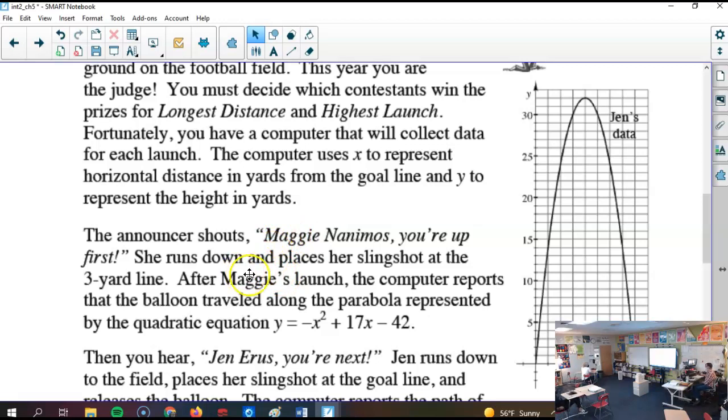Maggie runs down and places her slingshot at the 3-yard line. Uh-oh. Maggie apparently missed the memo about lining up at the goal line. So Maggie started at the 3-yard line. I think we're going to have to take that into consideration. Yeah, she's disqualified. Don't need to do the math. No, she's not DQ'd. We measure her launch from her start. Just like all the doodads when they're playing football and they've got the thingies and the chains and the things that flip numbers. I don't know. Oh, yeah, those things. Yeah, see, now we're all on the same page. He even watches the football and doesn't know what they're called.